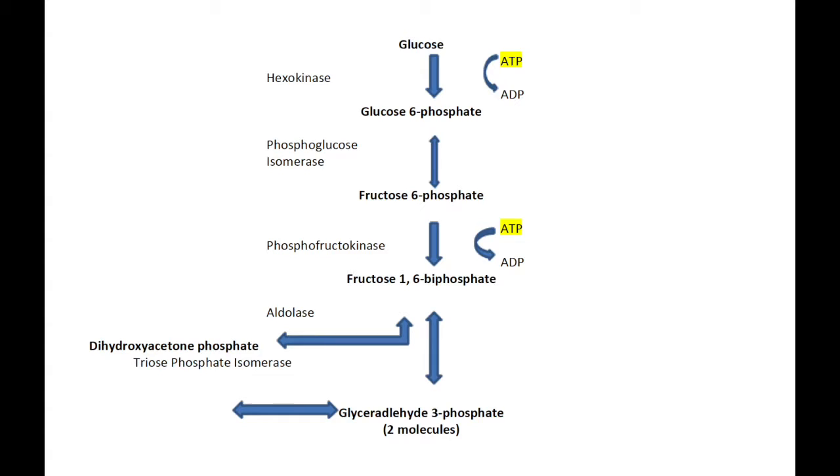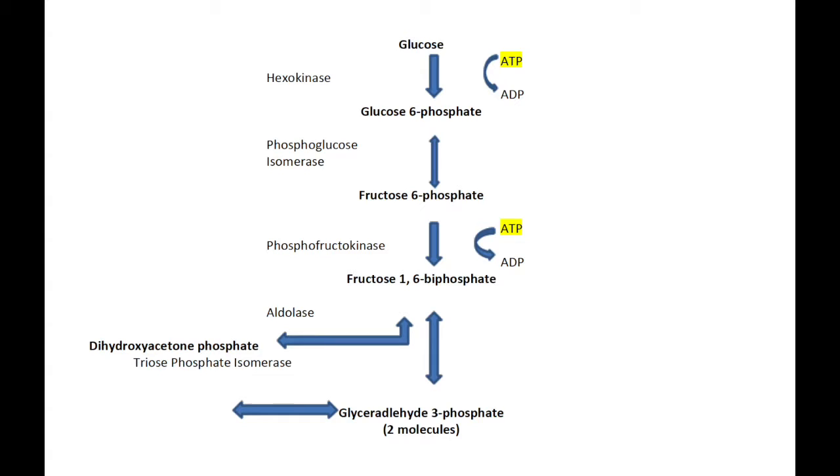The reaction occurs with the help of the enzyme hexokinase, an enzyme that catalyzes the phosphorylation of many six-membered glucose-like ring structures. The result of this phosphorylation is a molecule called glucose 6-phosphate.